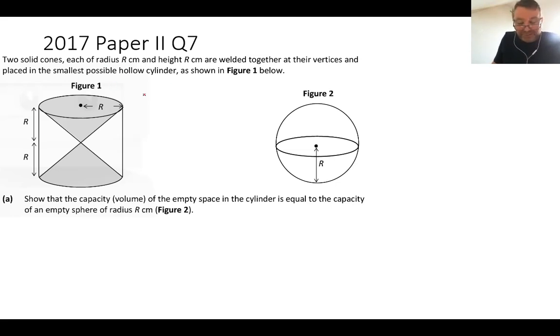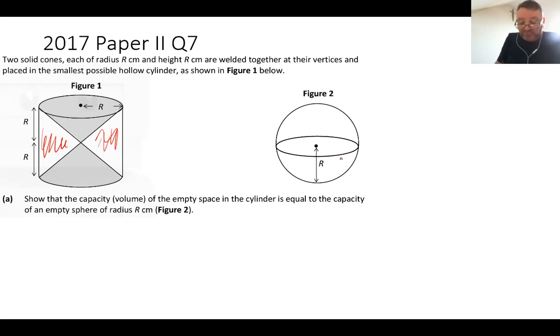Good, so they're all the same letter. That means they're the same. Once you use the same letter, they have exactly the same value. Are welded together at their vertices and placed in the smallest possible hollow cylinder, as shown in figure 1 below. Show that the capacity, the volume of the empty space in the cylinder, is equal to the capacity of the empty sphere of radius r. So the volume of all this place here, we want to show that volume is equal to the empty space of this one.